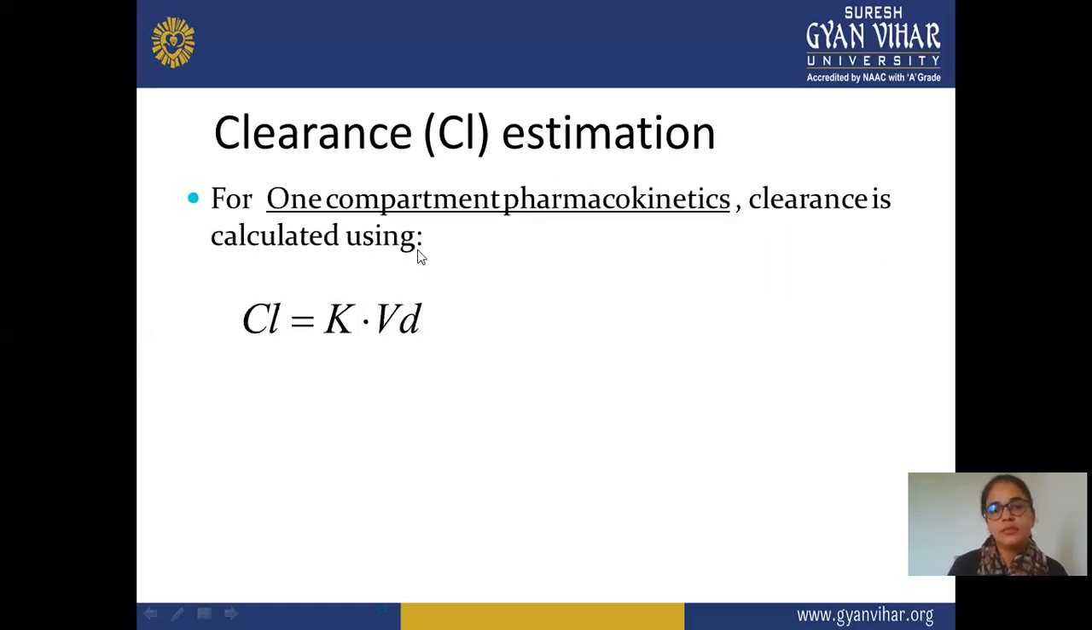This is clearance estimation in one compartmental kinetics. Clearance is equal to K into Vd, meaning the elimination rate constant multiplied by the volume of distribution. So this is the clearance estimation: clearance equals the constant K into the volume of distribution, that is Vd.